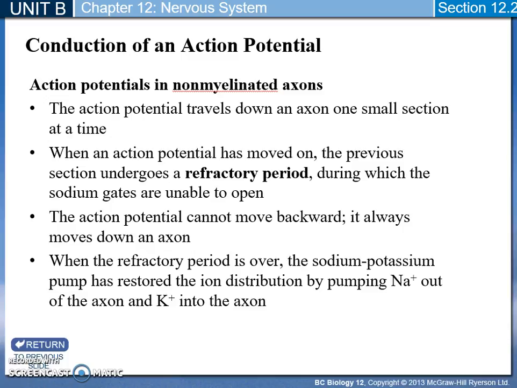So action potentials in non-myelinated axons: the action potential travels down an axon just in one small section at a time. So when an action potential has moved on from the previous section, it has to undergo a refractory period during which the sodium gates are unable to open, and the action potential cannot move backwards, so it always moves down an axon. And you can generally think of that as being from the cell body down the axon, away from the cell body itself. When the refractory period is over, the sodium potassium pump has restored the ion distribution by pumping sodium out of the axon and potassium back into the axon.